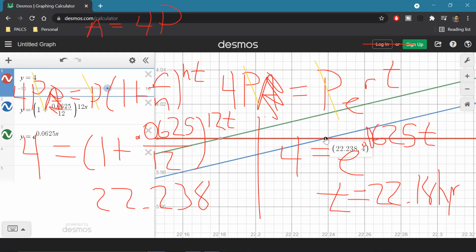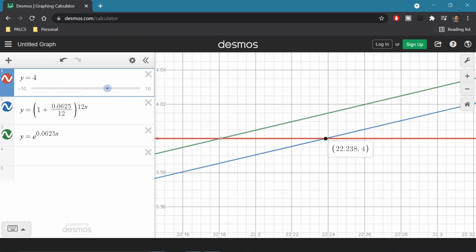Here, it doesn't make that much of a difference. It's not even a tenth of a year, but it does make a difference, which if you're dealing with lots and lots of money, that could be a very significant difference there.